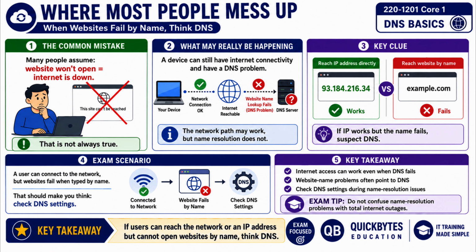Here's where most people get this wrong. They think the website won't open, so the internet must be down. But that is not always true. A device can have internet connectivity and still have a DNS problem. For example, if you can reach an IP address directly but cannot reach a website by name, DNS may be failing. That means the network path might work, but name resolution does not.